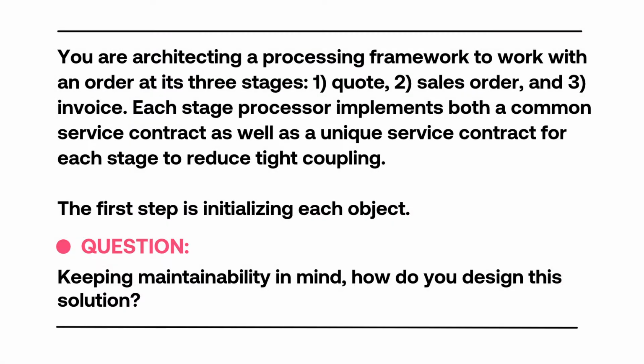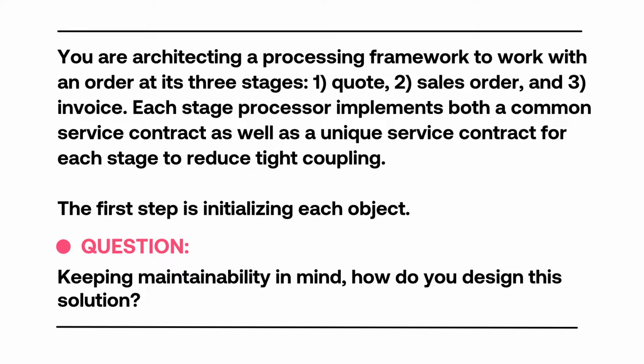Without further ado, let's jump into the question. You are architecting a processing framework to work with an order at its three stages: quote, sales order, and invoice. Each stage processor implements both a common service contract as well as unique service contracts for each stage to reduce tight coupling. The first step is initializing each object. Keeping maintainability in mind, how do you design this solution?